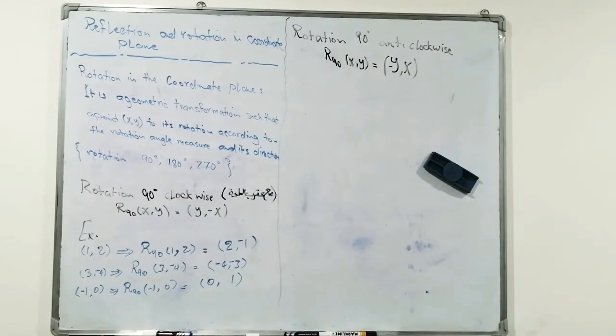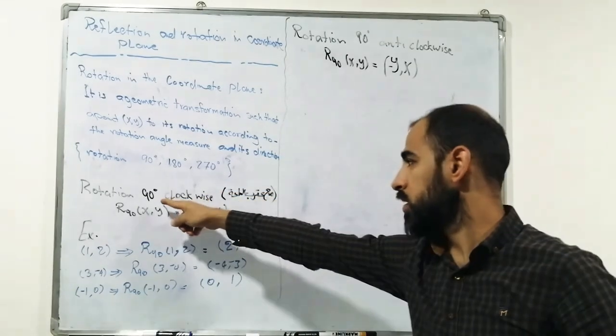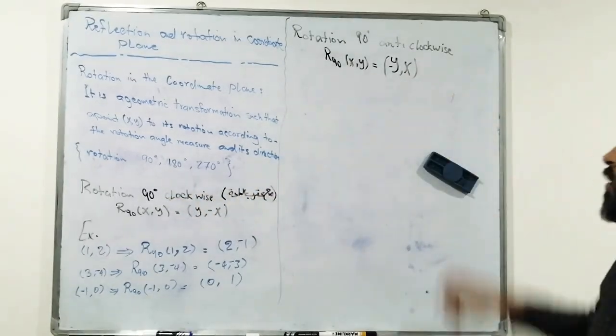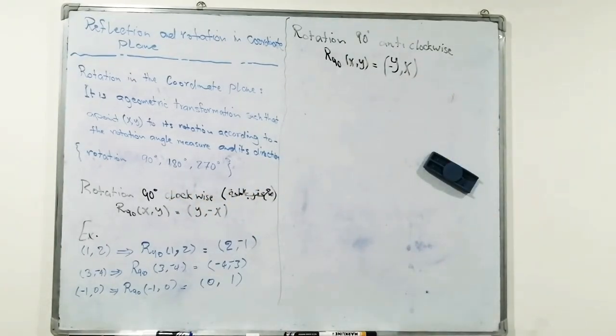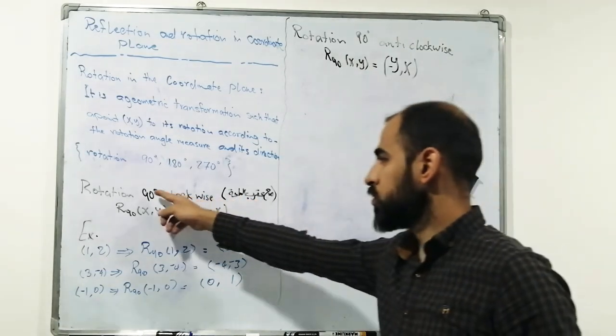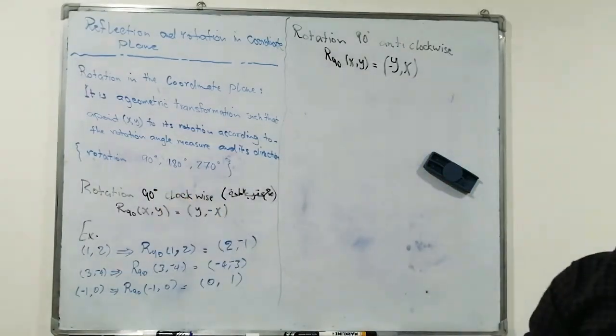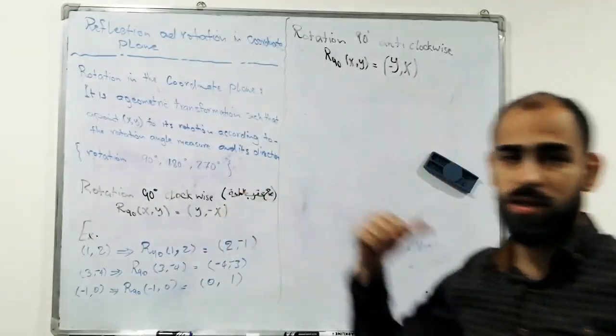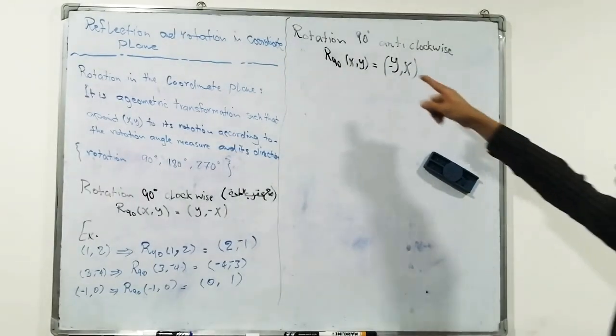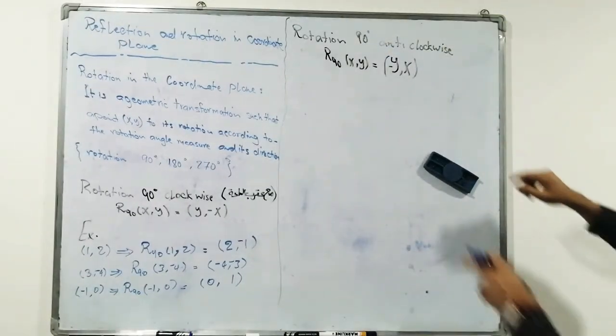The second rule for rotation 90 degree is anti-clockwise. We have two rules for each rotation: clockwise, as we took here, and anti-clockwise. Now rotation 90 degree anti-clockwise.